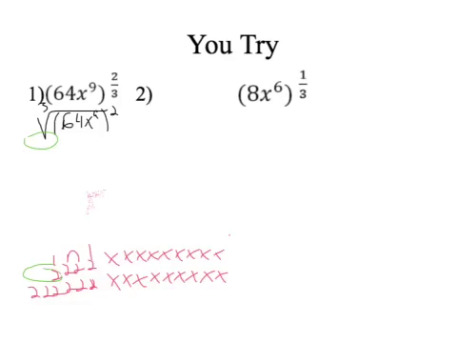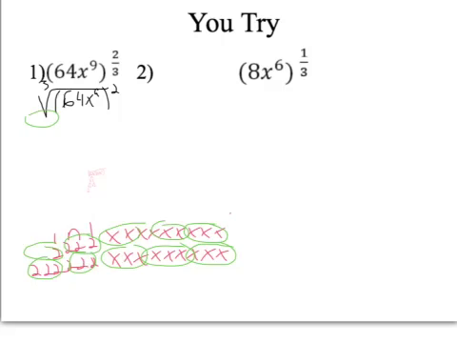So I have 3 2's, 3 2's, 3 2's, 3 2's. And I have 3 x's, 3 x's, 3 x's. Another triplet, another triplet. So on the entire outside, I took out 1, 2, 3, 4 2's. So 2 times 2 times 2 times 2. And I took out 1, 2, 3, 4, 5, 6 x's. And then 2 times 2 times 2 times 2 is 16x to the 6th.